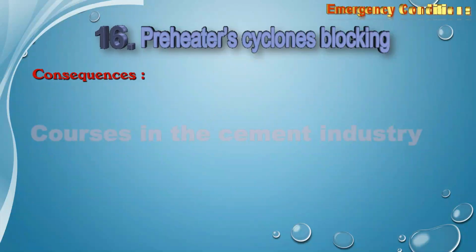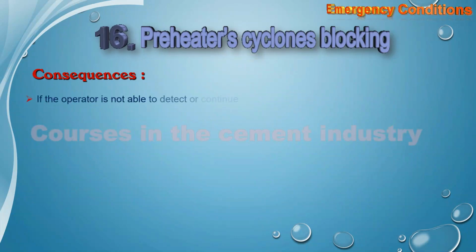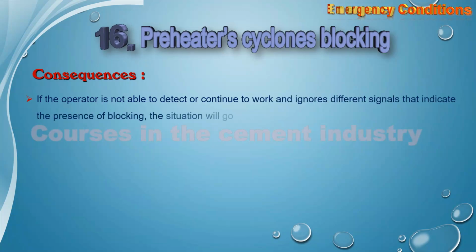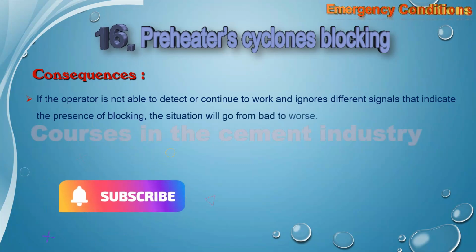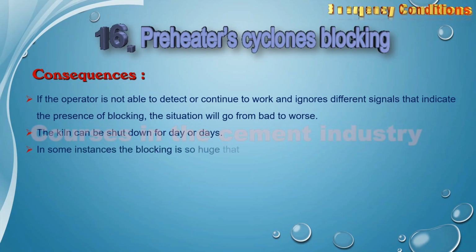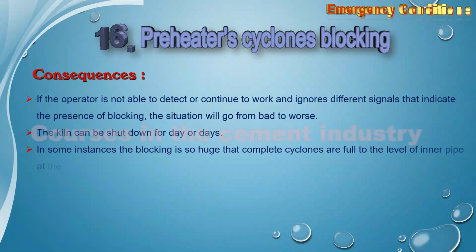Consequences. 1. If the operator is not able to detect, or continues to work and ignores different signals that indicate the presence of blocking, the situation will go from bad to worse. 2. The kiln can be shut down for a day or days. 3. In some instances the blocking is so huge that complete cyclones are full to the level of the inner pipe at the roof of the cyclone.